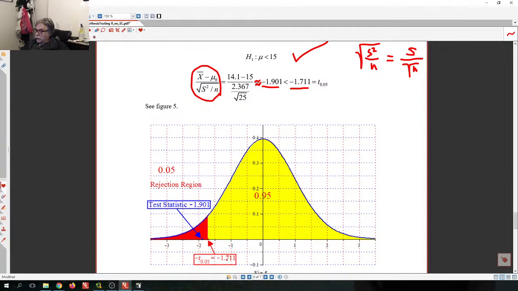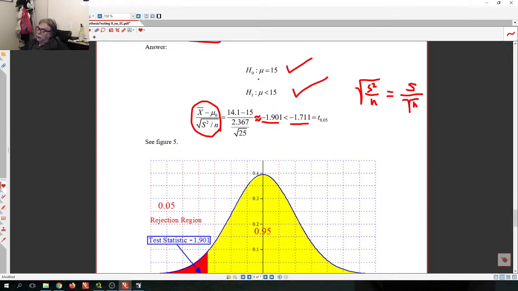Negative 1.901 is our test statistic. Critical value is negative 1.711. The test statistic is definitely in the tail here. It's below. It passes the critical value, which means rejection of the null hypothesis.